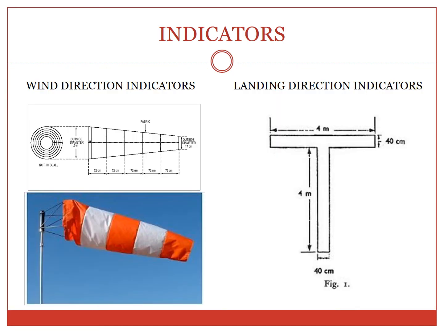Now, as we move across to the indicators. Indicators can be of many types. The two types are wind direction indicators and the landing direction indicators. Now, what are the wind direction indicators? They can also be called the wind cone. As you can see in the figure, the orange and white cones are known as wind cones. Now, they have a particular dimension.